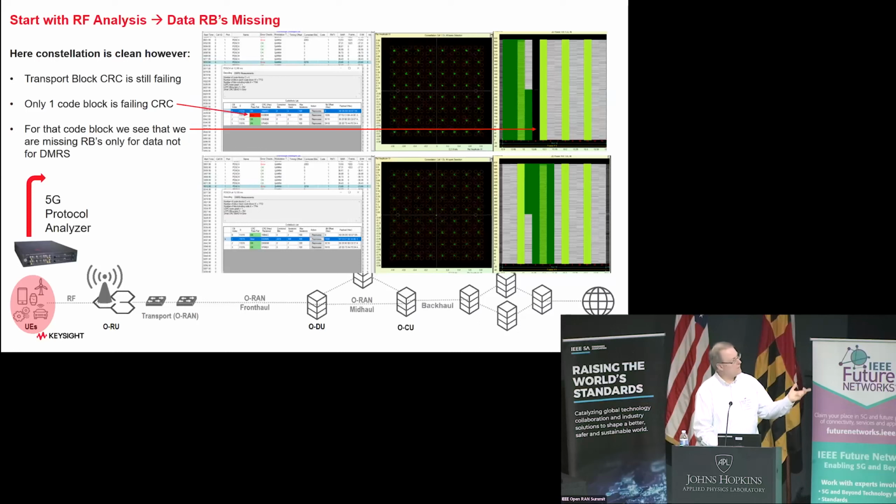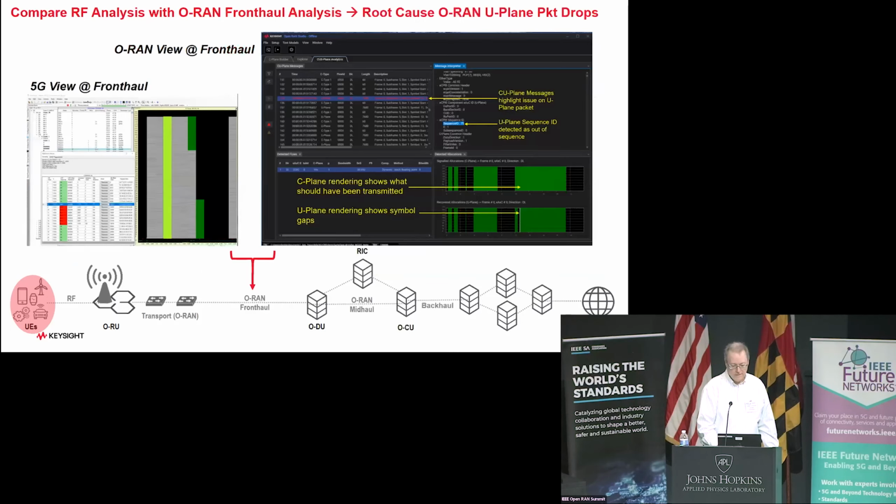So then if we look at that other constellation, it was cleaner. Well, this one only had one of the 3 code blocks failed. But in this case, what we can see here is we're again missing a complete symbol's worth of data there on that dark stripe that's on the right. So that's interesting.